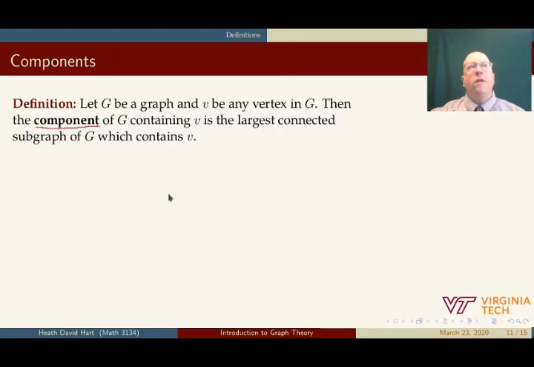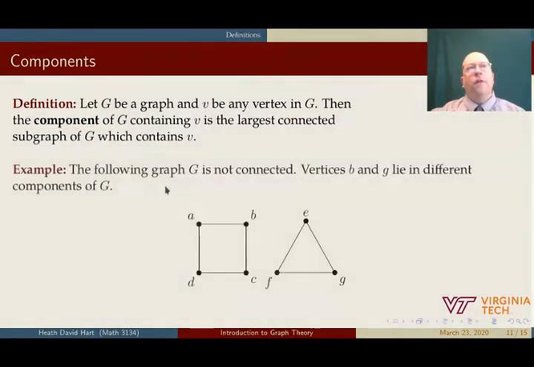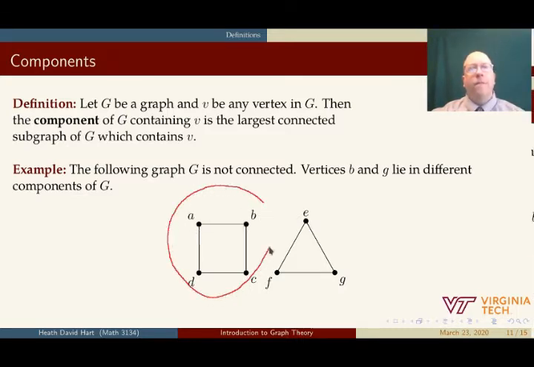A component in a graph is the largest connected subgraph that contains some vertex. So this graph is not connected. If I think of this as a single graph, it's not a connected graph. B lies in this component, and G lies in this other component. The component is a connected piece that contains that vertex. So the component that contains B also contains A, D, and C, but it doesn't contain E, F, and G.